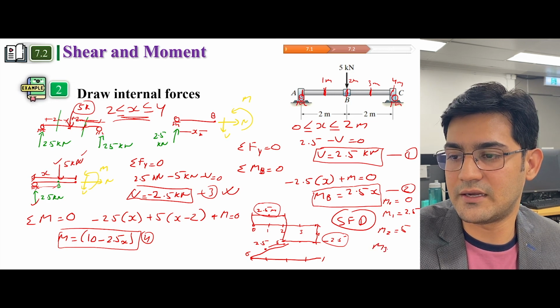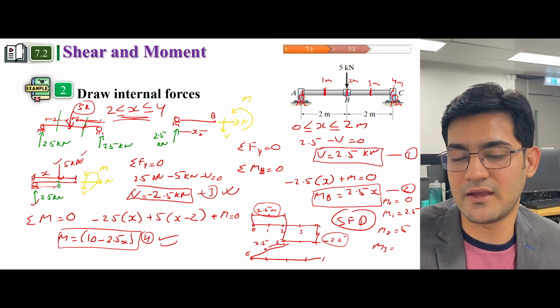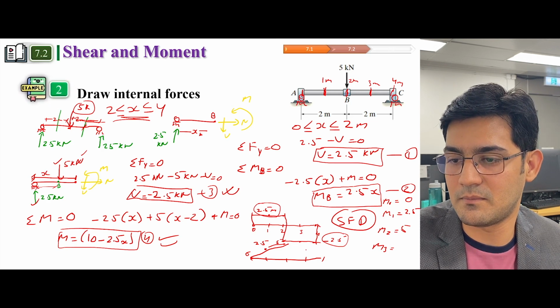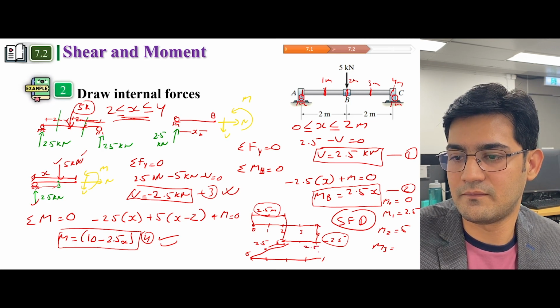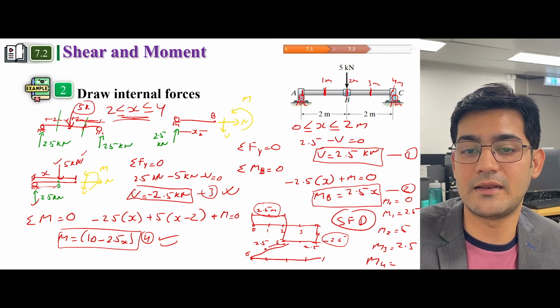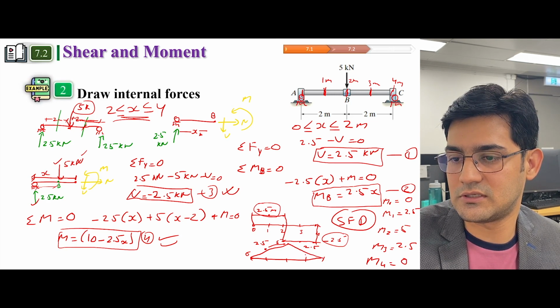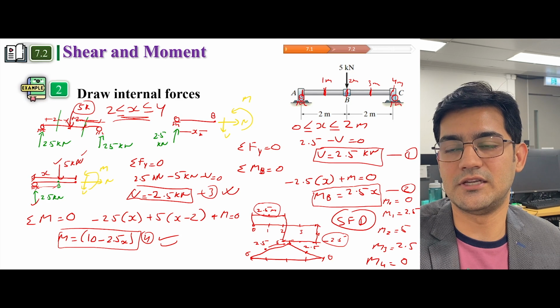So to calculate at distance 3, you need to use this equation. So if you put 3 here, it would be 7.5, and 10 minus 7.5 is 2.5. If you put distance 4 here, 4 multiplied by 2.5 would be 10, 10 minus 10 would be 0, so it's 0. So this is 2.5, this is 0, and this is 5. So that's how you calculate the shear force and bending moment diagram.